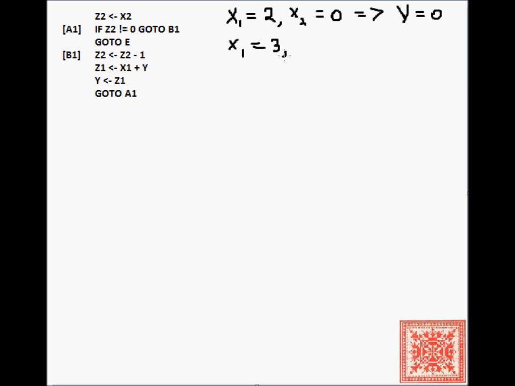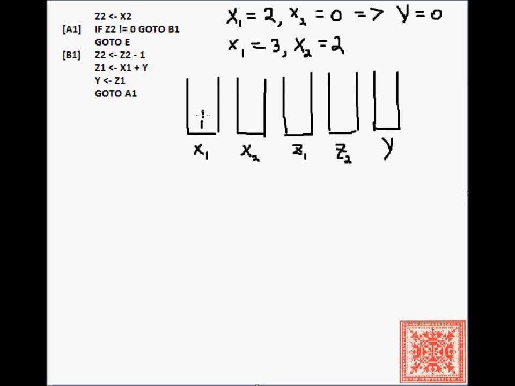Let's take x1 to be 3, and x2 to be 2. Okay, and let's do our bins. So x1 is equal to 3. x2 is equal to 2. z1 initially doesn't get any value. And z2 is the value of x2. And y is 0. Okay, so then first we dispatch to b1 and subtract 1 from z2.